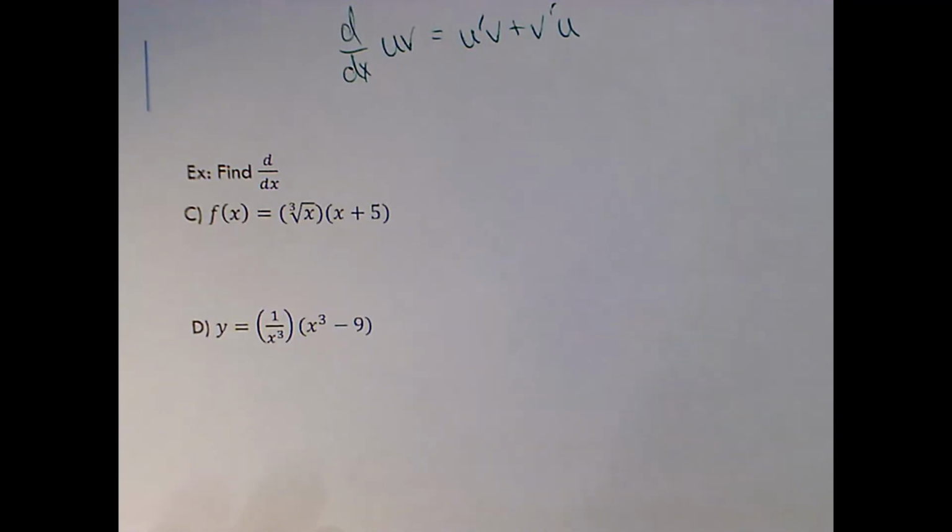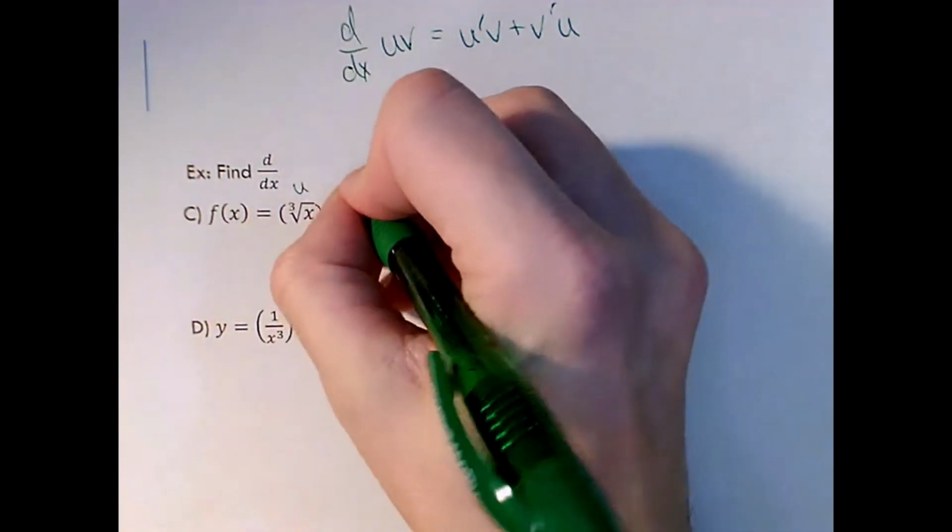So don't worry about what's what. Don't be like, oh, the left one always has to be u. It's not going to matter. I mean, I could write this out as v prime u plus u prime v. Doesn't matter at all. So that's my u and that's my v.